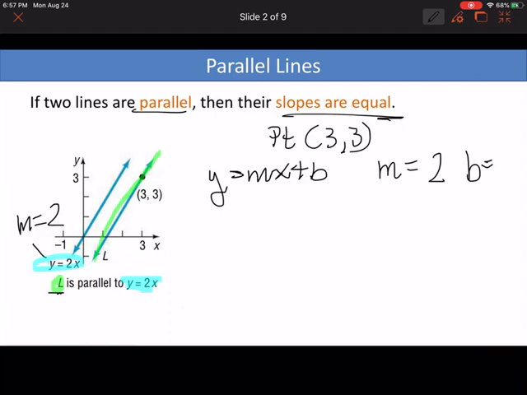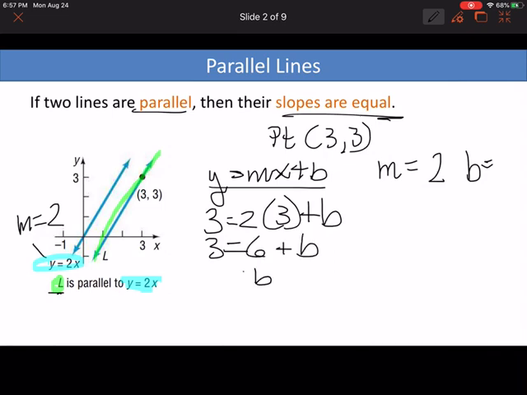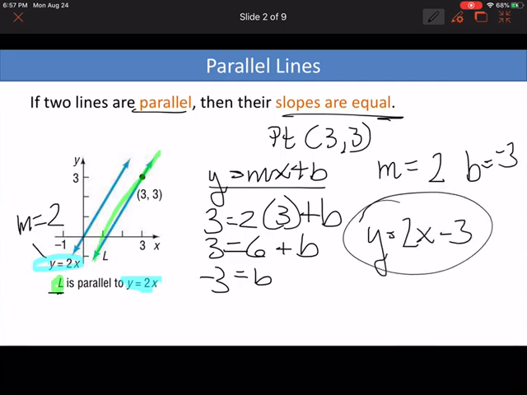It's hard to see in this graph, so I'm going to use the equations right there. And we've done this before. We're going to be substituting in, and we're going to solve for b. And then you have your equation of a line. And there you are.